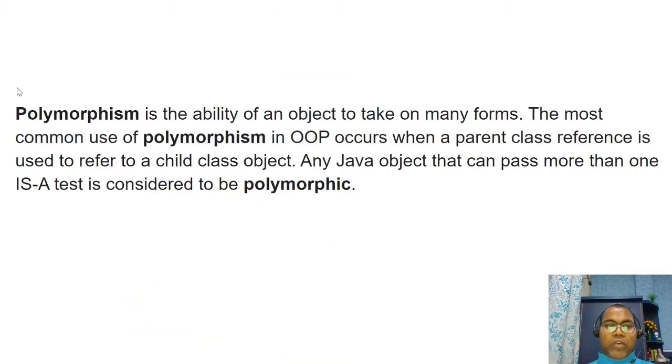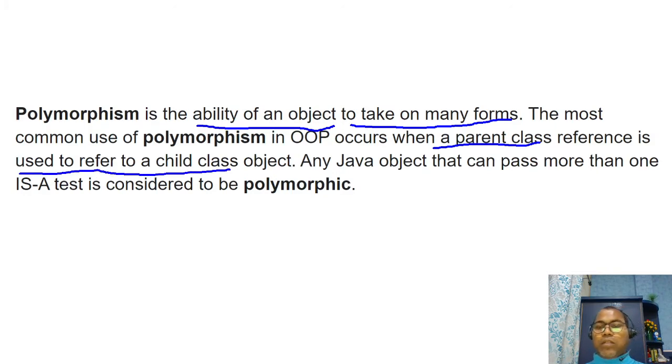Polymorphism is the ability of an object to take many forms. The most common use of polymorphism in object-oriented programming is when a parent class reference is used to refer to a child class object. In Java, an object that can pass more than one test is polymorphic, and you can relate it to an is-a relationship in inheritance. Polymorphism is sometimes referred to as compile-time polymorphism and runtime polymorphism. Compile-time polymorphism is generally known as method overloading, and runtime polymorphism is known as method overriding.